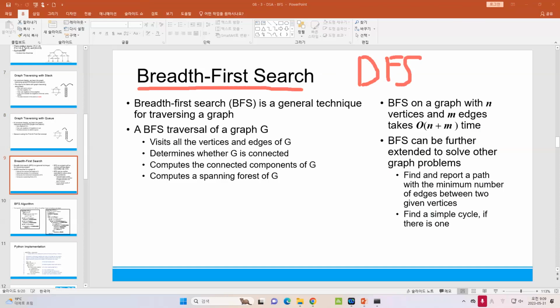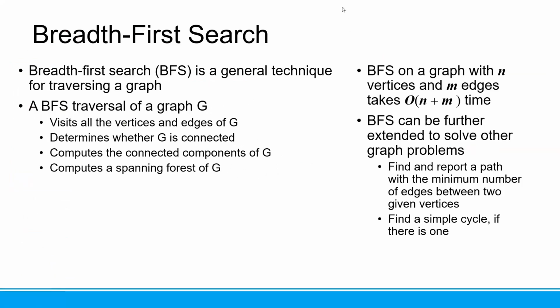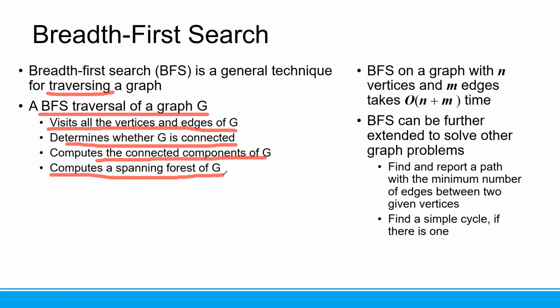So it is a general technique for traversing a graph. You still remember what traversing is? Traversing means you want to visit every node in a graph. So in the BFS traversal of a graph G, it means we are going to visit all vertices and edges of G. And we need to determine whether G is connected. It computes the connected components of G and computes a spanning forest of G.